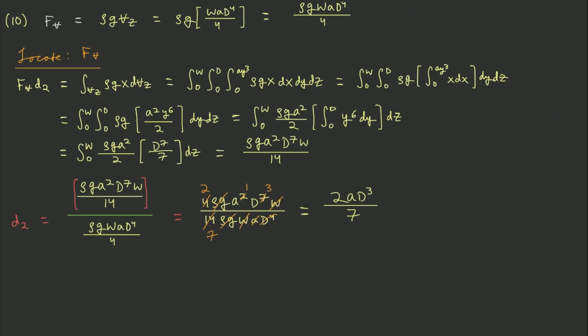So on to the next slide. Now that we have our volume V above the gate, we calculate our FV, which is equal to rho g WAD to the fourth over 4. So then the next question again is, how do we locate FV? Well, it's the same deal. We find a distance d2 such that when we apply the lever arm d2 to FV, it equals the sum of the moments. You go through the calculus and you find that d2 is equal to 2ad cubed over 7.